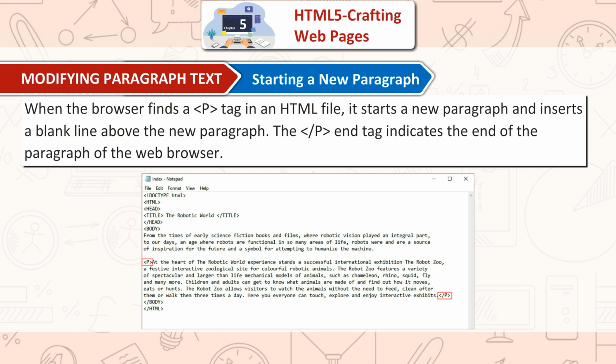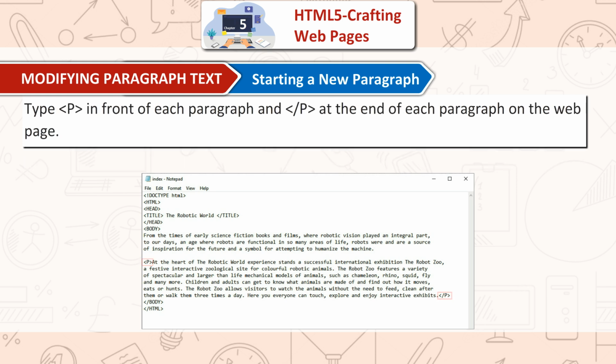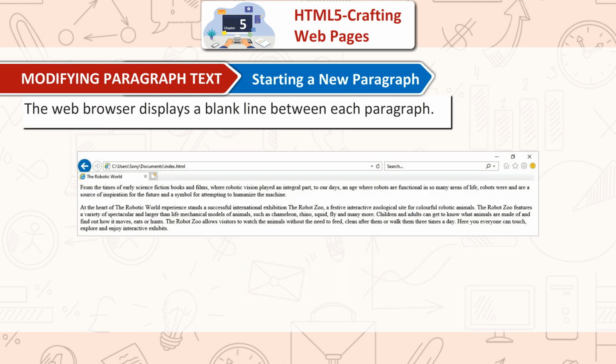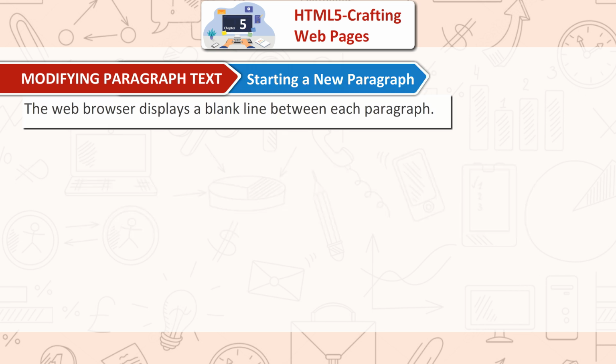The P end tag indicates the end of the paragraph to the web browser. Type P in front of each paragraph and /P at the end of each paragraph on the web page. The web browser displays a blank line between each paragraph.